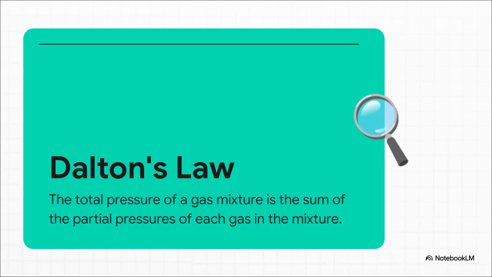It's called Dalton's law, and it basically says that each gas in a mixture just does its own thing. It acts like it has the whole container all to itself. Its particles are zipping around, creating their own pressure, and to get the total pressure of the whole mix, you just add up the individual or partial pressures of each gas.